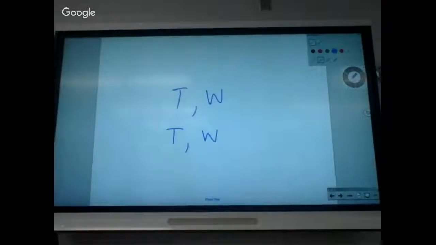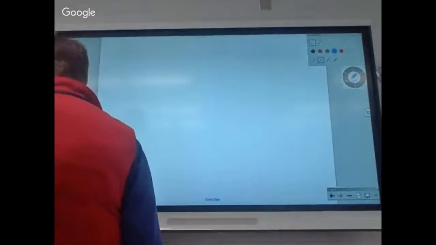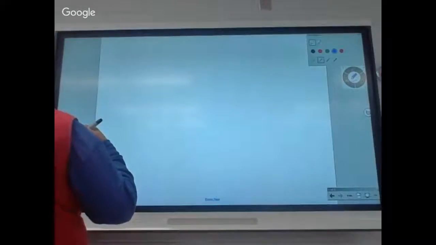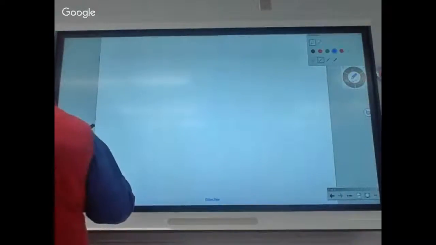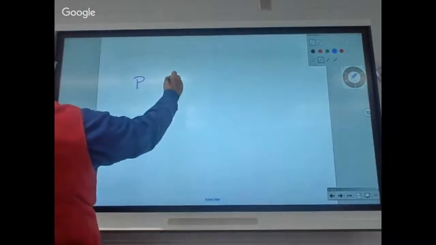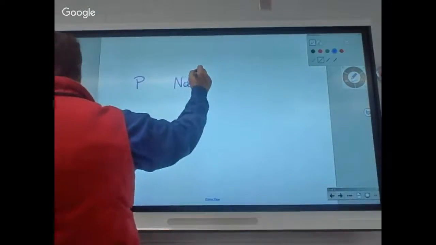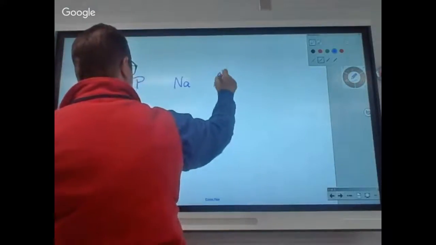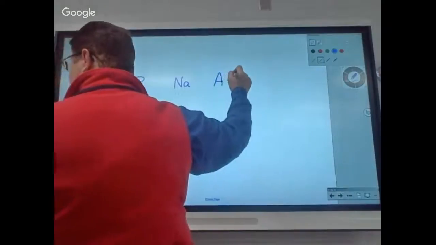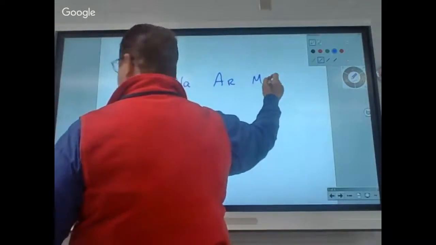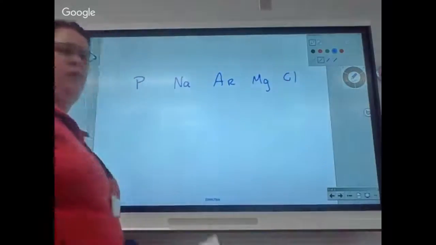Question number 3 says, which of the following has the largest radius? You've got answer choices A, B, C, D, E. Answer A is phosphorus. B is sodium. C is neon, no, argon, I'm off a row. D is magnesium. And E is chlorine. Those are our answer choices for question number 3.